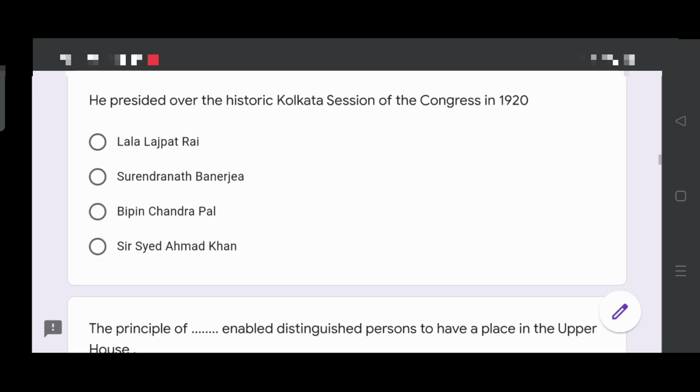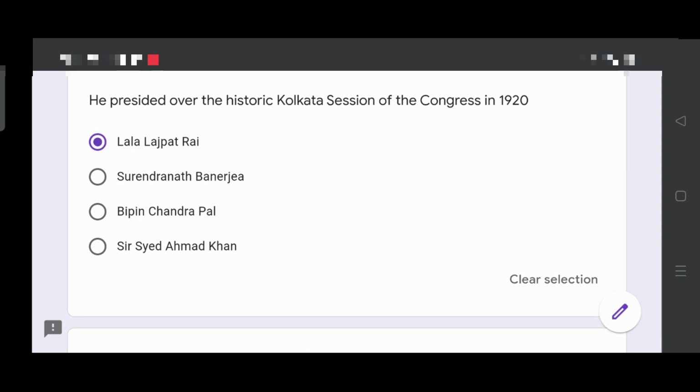Who presided over the historic Kolkata session of the Congress in 1920? Lala Lajpat Rai, Surendranath Banerjee, Bipin Chandra Pal or Sir Syed Ahmed Khan. And the right answer is Lala Lajpat Rai.